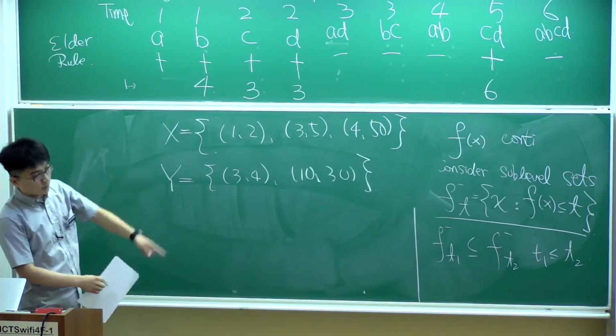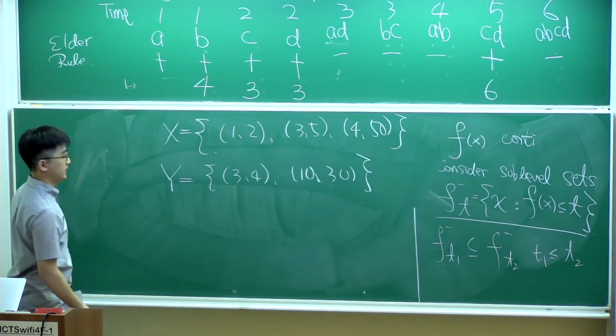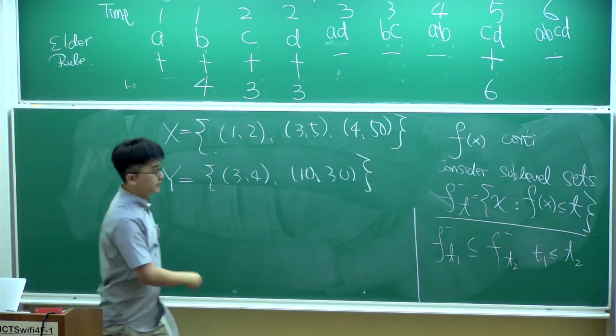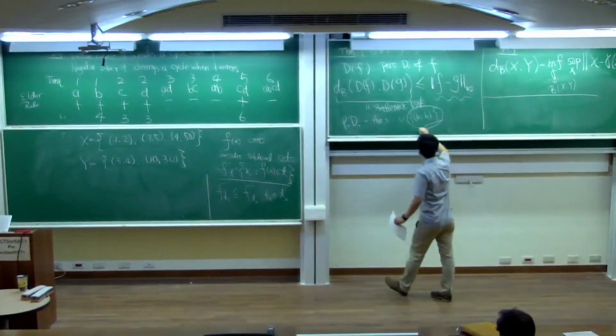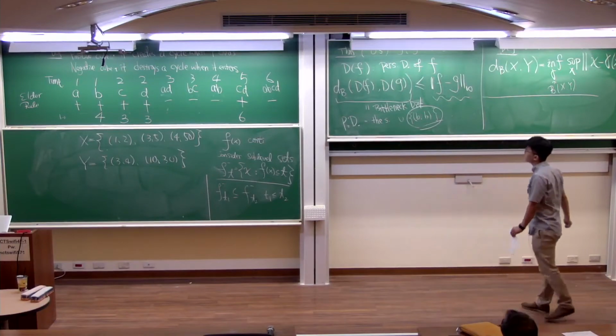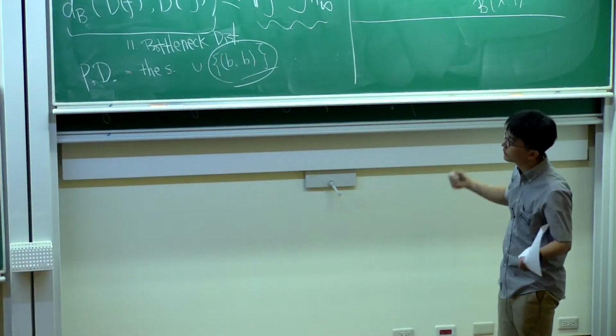So how do I calculate the bottleneck distance between these two sets? Keep in mind, this is important: you can have infinitely many points on the diagonal. You can pick one if you want. If you don't want to, you don't have to.